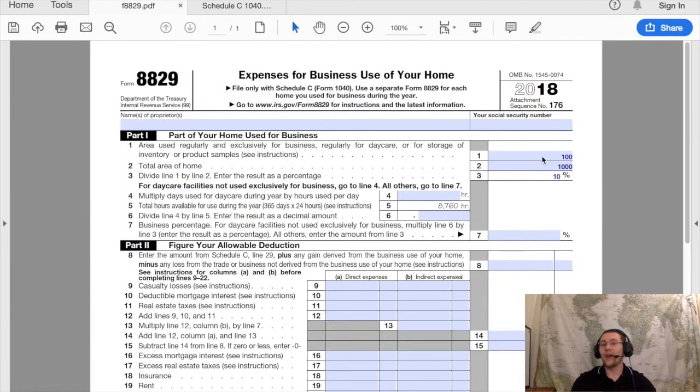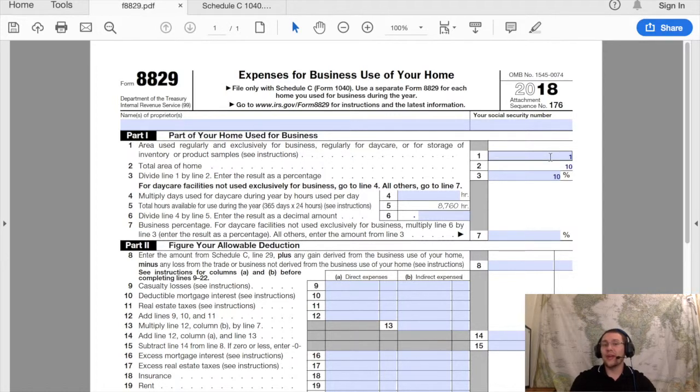So if all of the rooms in your house are roughly the same size, you can take your office, which is 1 room, and divide it by the total number of rooms in your house. Since most houses vary quite a bit in room size, this usually isn't as feasible an option for most people.